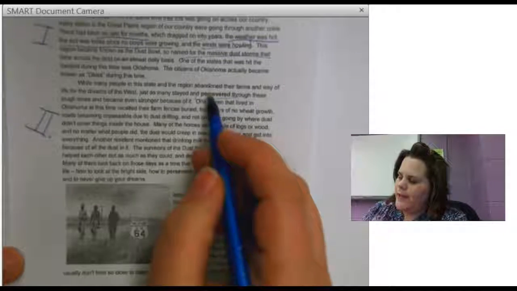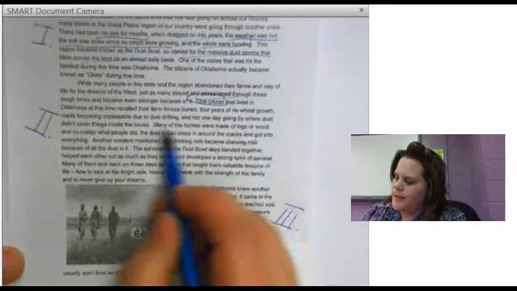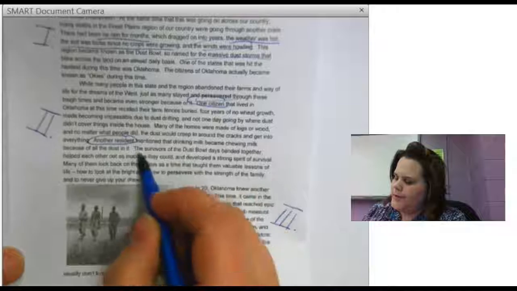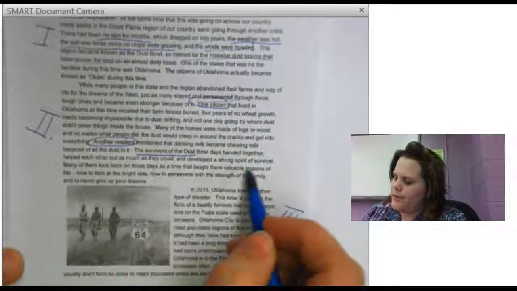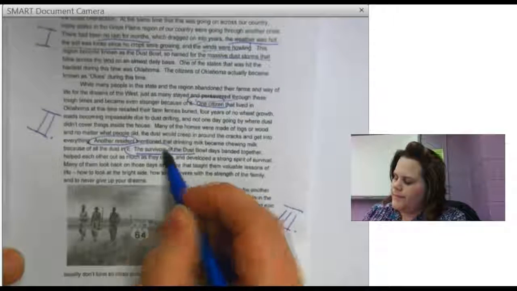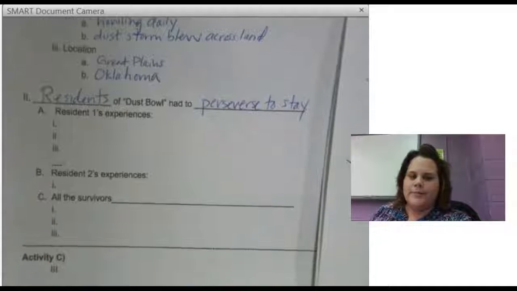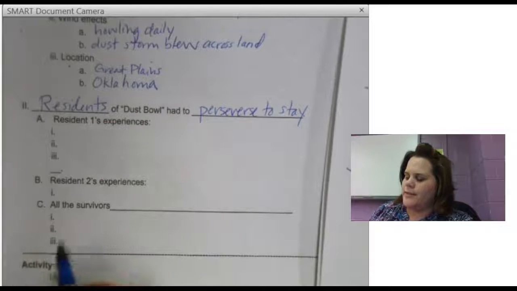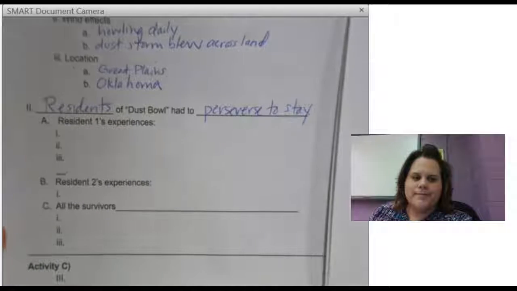The rest of this paragraph gives experiences of some residents. So let's see what we can find. It says one citizen did these things, many of the homes. Another resident, blah, blah, blah. The survivors banded together and helped each other. So we kind of have 3 different types of residents. We have one resident, several experiences, another resident's experience, and what all the survivors did.